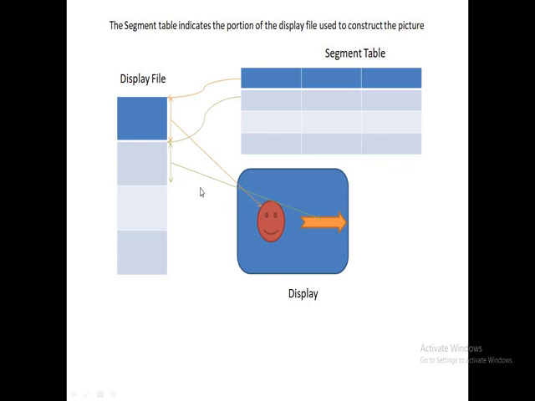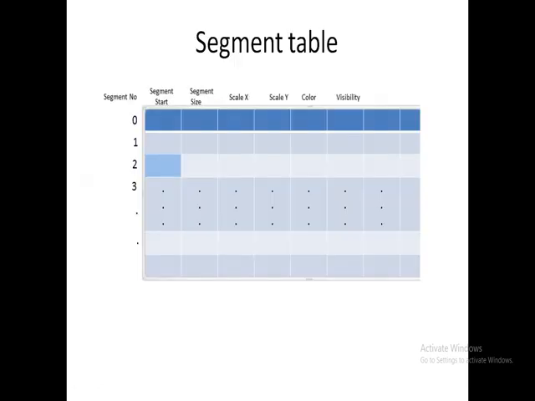So what should be the size of this segment in the display file? This much is the size of the segment. For this arrow, this much is the size of the segment. So we are going to specify the starting position of this segment in the display file and the size of the segment. This will be there in the segment table. So segment start in the display file, segment size, and other transformation attributes like scale, translate, rotate, etc., which will be used for animation purposes, and the visibility of the segment, which may be on or off.